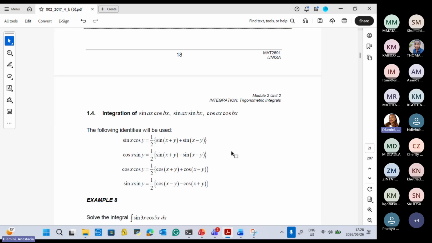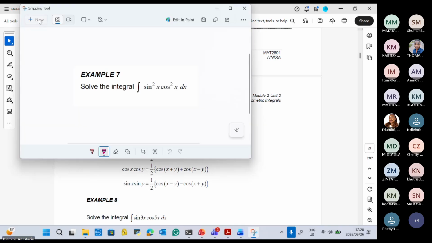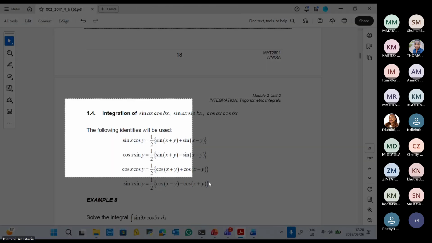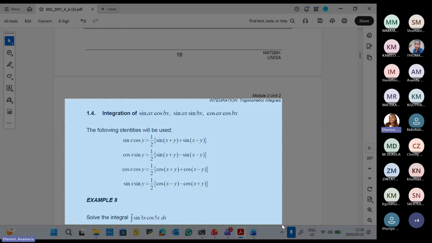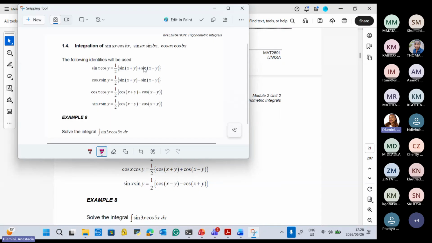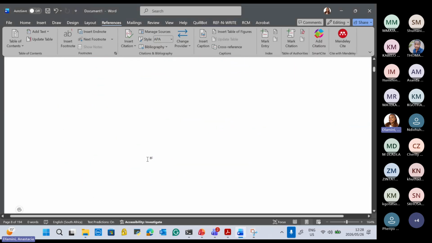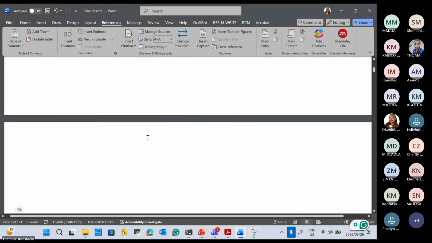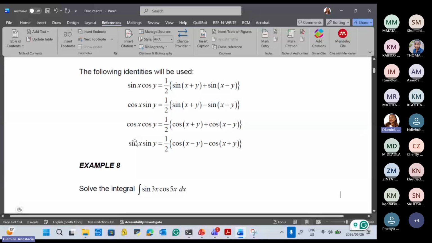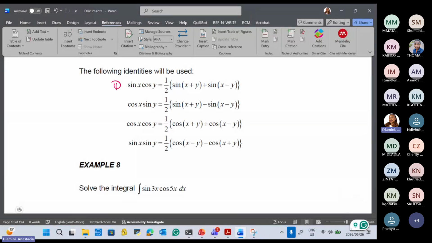So let's take an example. Okay. Take a screenshot. Come on. Okay, there we go. Now, which one are we using? Number 1, 2, 3, or 4 on example 8?